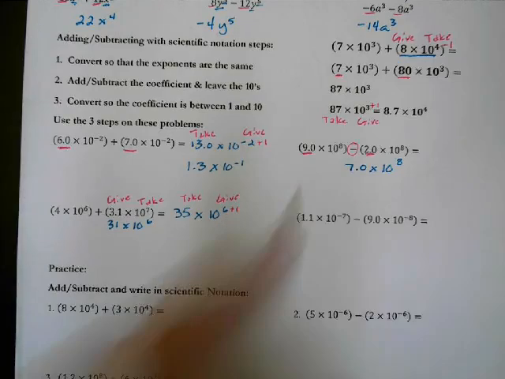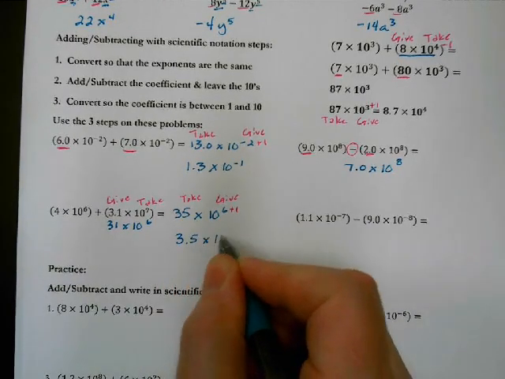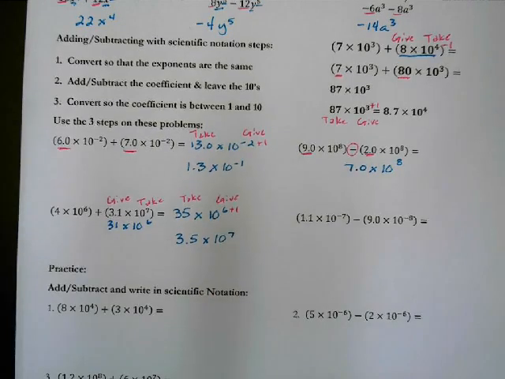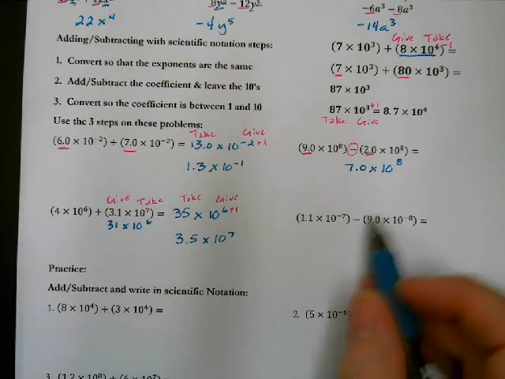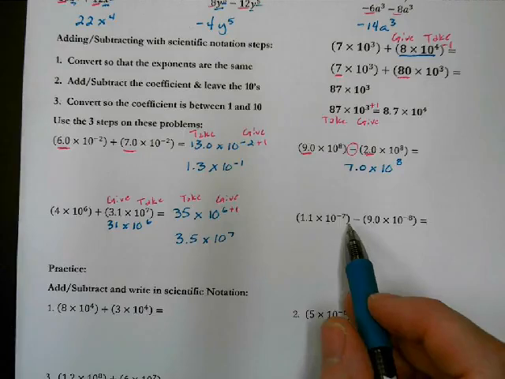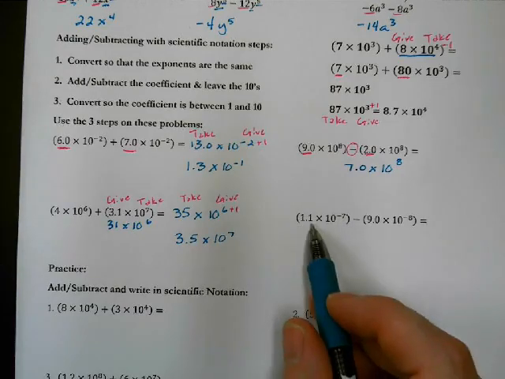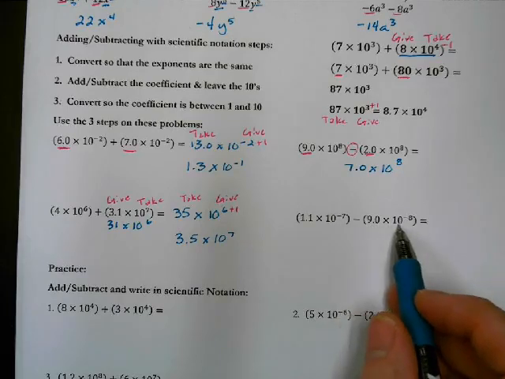Final answer, 3.5 times 10 to the 7th. All right, last one. We're almost there. Now this one can throw some people off a little bit. So here we've got 1.1 times 10 to the negative 7th and 9.0 times 10 to the negative 8th.